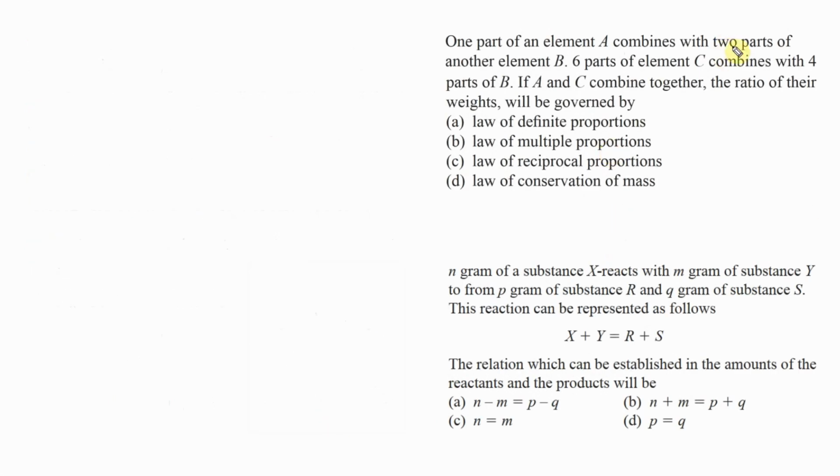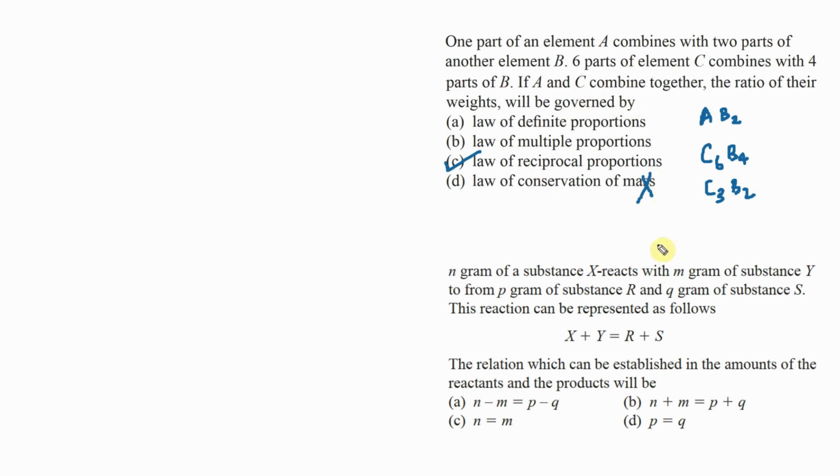One part of element A combines with two parts of element B. Six parts of element C combine with four parts of element B, or C3, B2. If A and C combine together, the ratio of the weights will be governed by the law of reciprocal proportion. It will be in the ratio accordingly. If you are given masses, you can even calculate it.